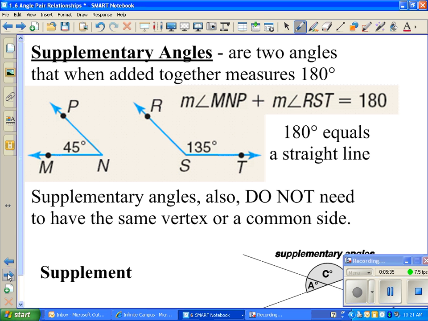All right, supplementary. Remember, C comes before S, 90 comes before 180. Supplementary are two angles that add up to be 180. Now, a linear pair are supplementary angles. They're connected, but supplementary angles don't have to be connected. All right, 45 plus 135 equals 180. That means that they are supplementary angles.